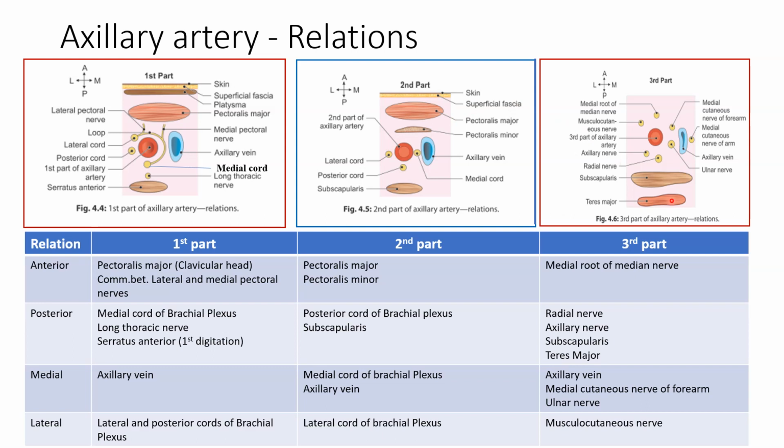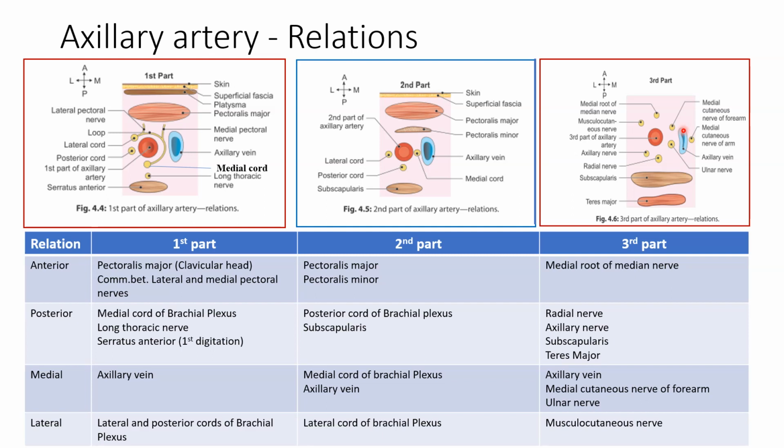Coming to the third part of axillary artery, anteriorly it is related to the medial root of median nerve, and posteriorly it is related to the two nerves from the posterior cord, that is the axillary nerve and radial nerve. It is also related to the two muscles, it is the subscapularis above and the teres major muscle below. Medially it is related to the axillary vein.